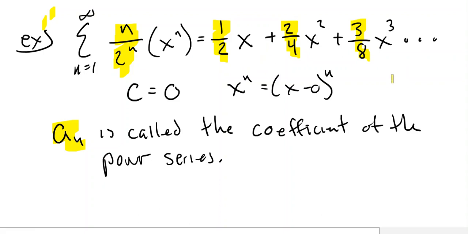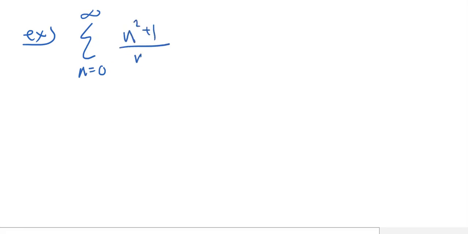Let's do another example. So let's say we have the summation from n equals 0. Now, sometimes power series are going to start at n equals 0, so you have to be careful of that. And let's say we have n squared plus 1 over n factorial times x minus 1 to the n.